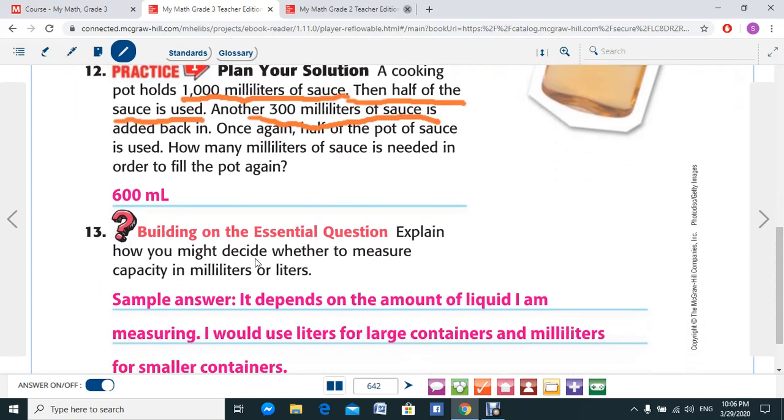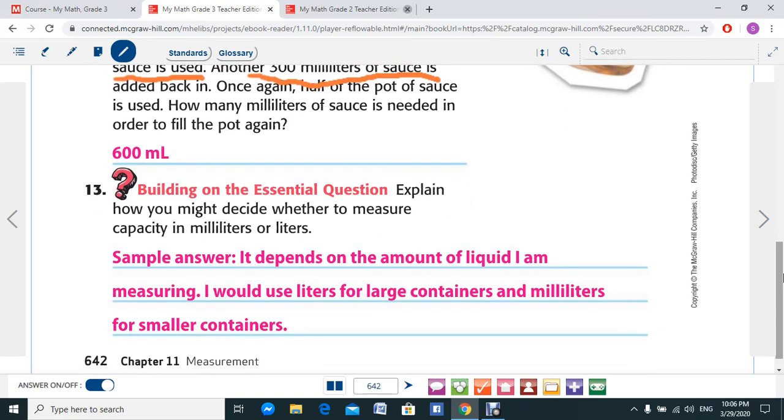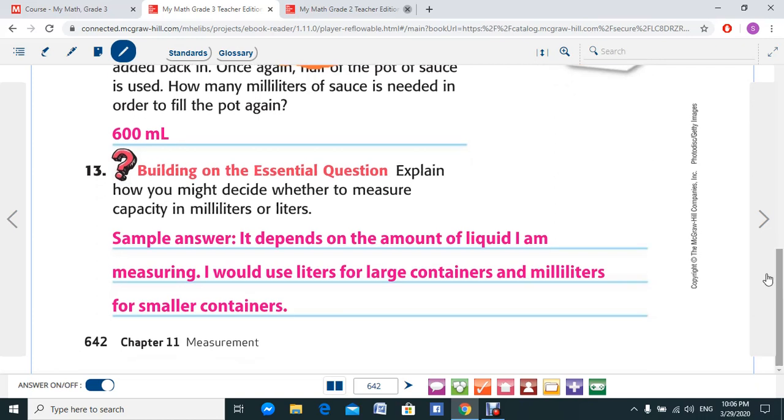Explain how you might decide whether to measure capacity in milliliters or liters. If the amount was very big, we're going to use liters, and if we have a small container, we're going to use milliliters. I think this is very easy and clear.